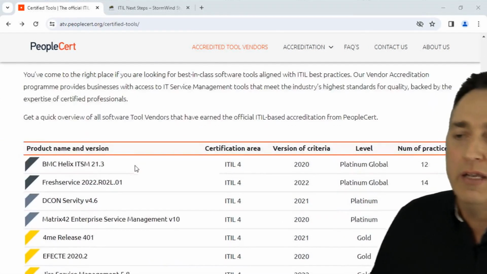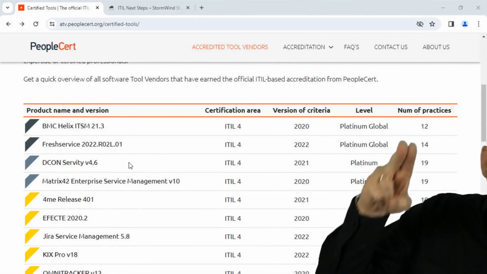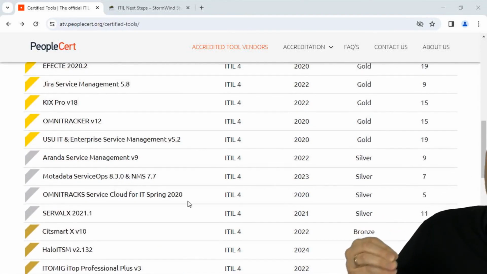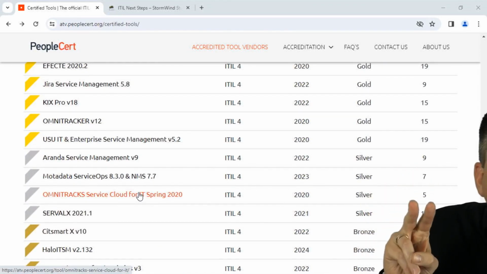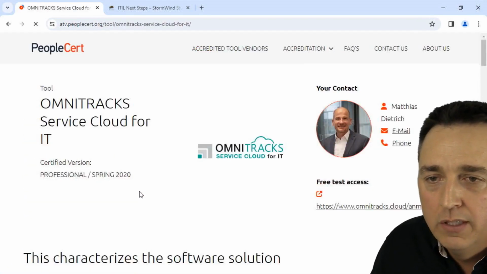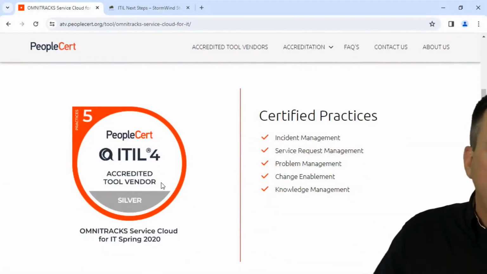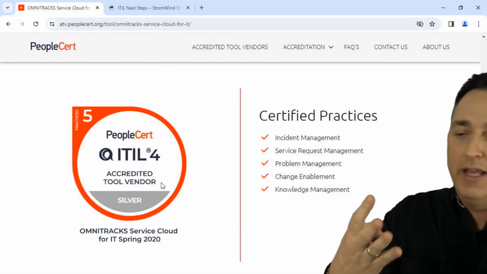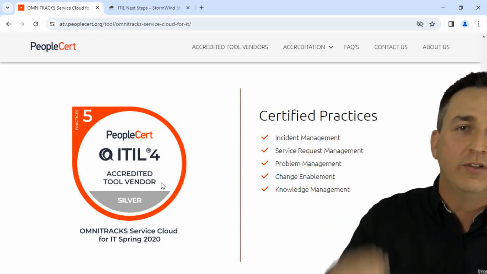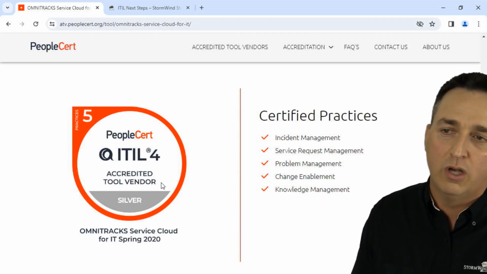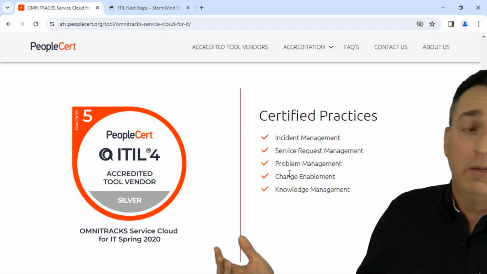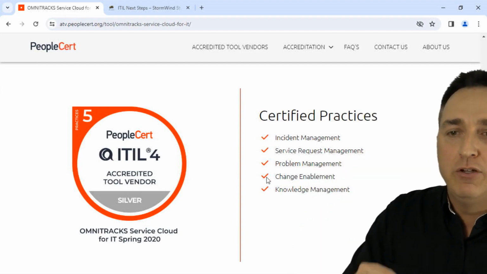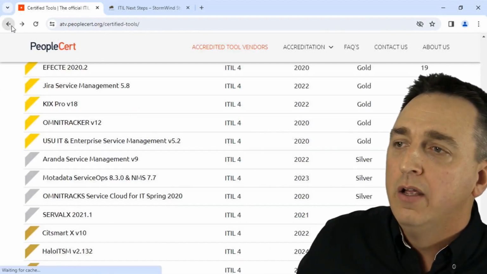And what I want to show you right now is that out of all these tools, they show you the number of practices that they will help you with. So even if we go down to the one down here, that is only 5 practices that it'll help you out with, folks. You'll see it shows you incident management, service request management, problem management, change enablement. Right? We covered 3 of those, and I mentioned the 4th one right before we came to this discussion. So all of them include these at a minimum.